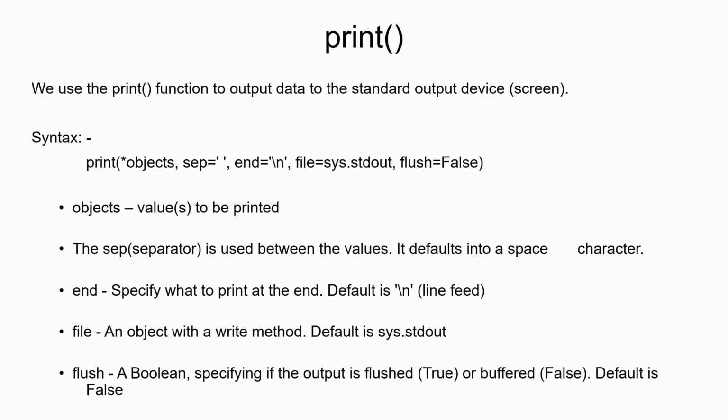So next is standard output. So print is the function which we can use for printing the statement or anything on the standard output device. So the syntax is print objects which the values to be printed. Separator is used between the values. It defaults to a space character. End represent what to print at end. File is an object with a write method, and flush is a boolean which is specifying the output is flushed or buffered.